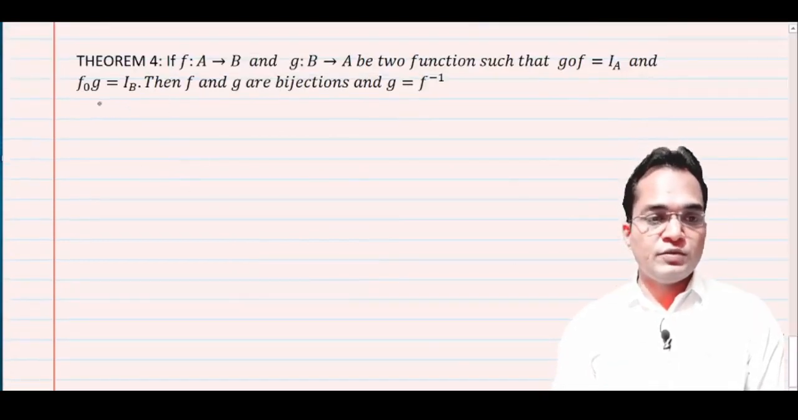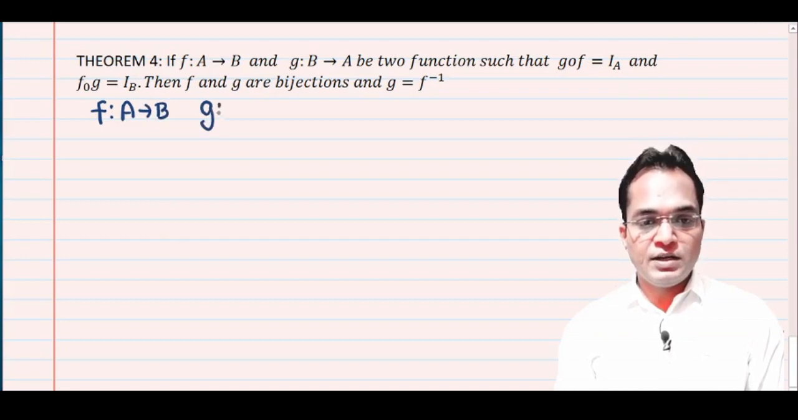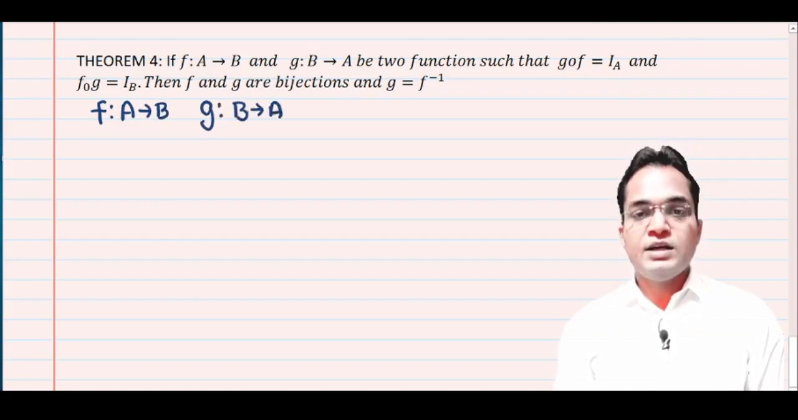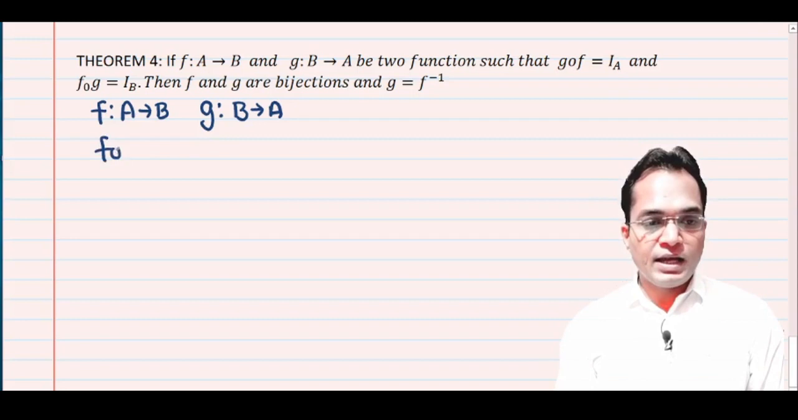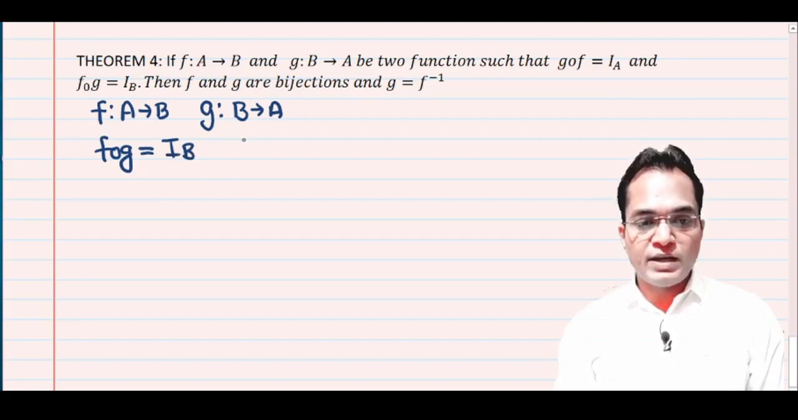Now it is okay. f and g are two functions. Let f be defined from A to B, and g be defined from B to A. The nature of the functions is like this, from A to B and from B to A. Then it is given that f of g equals IB and g of f equals IA.